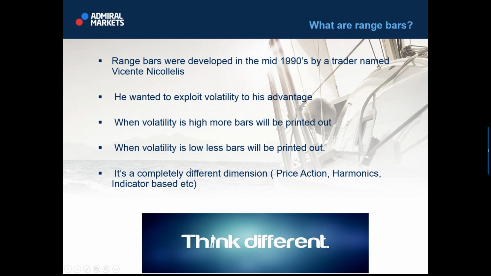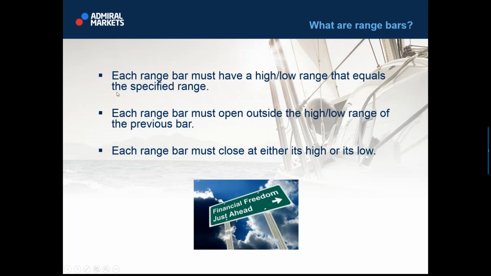Range bars are a completely different dimension. It's very similar to Renko, but we use wicks. Renko does not use wicks. We use wicks in range bars, and it's a different dimension, different from price action, indicator trading, harmonics and so on. Each range bar must have a high-low range that equals the specified range. Each range bar must open outside the high-low range of the previous bar. And each range bar must close at either its high or its low.